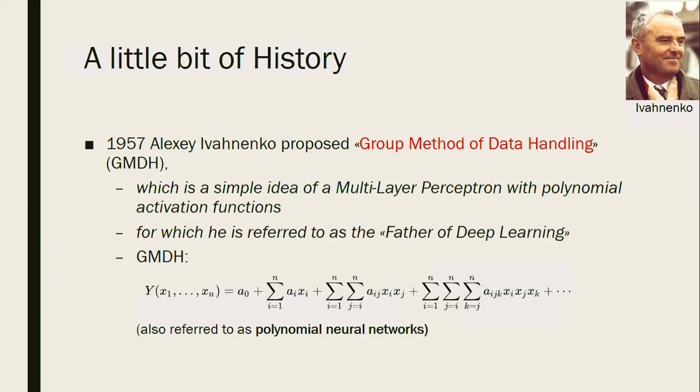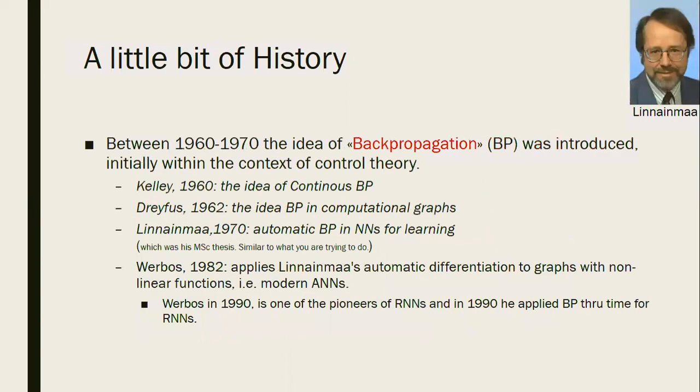Then, following this idea, we had many different ideas as well. Another important thing was between the 60s and 70s, the idea of backpropagation was introduced by this guy. It was his thesis or something. No, it was his paper. So first the idea of continuous backpropagation, then in 62 by Dreyfus, more important, the idea of backpropagation in computational graphs. So if you have a computational graph, you could carry the derivative by using the chain rule.